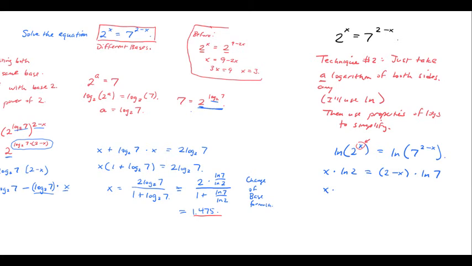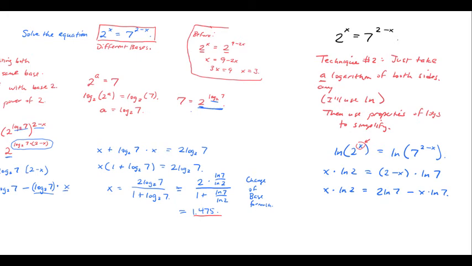Okay, so let's distribute that right side out and get x times natural log of 2 equals 2 natural log of 7 minus x times natural log of 7. Now again, at this point we have to recognize this as a linear equation. It's gross looking, but it's just some number times x equals some number minus another number times x. That really is just a linear equation. So now I'm going to solve it by moving this term over to the left, getting all my x terms together just like I would anytime I had a linear equation with multiple x terms.